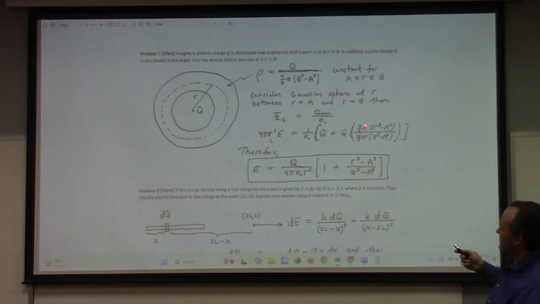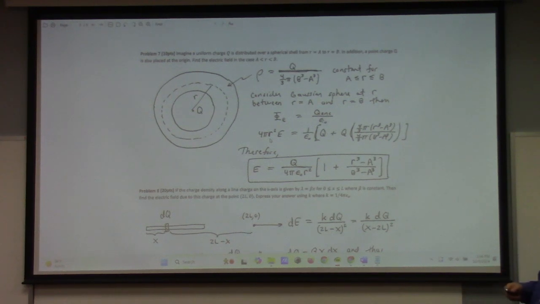4/3 pi (r cubed minus a cubed) is the volume of the spherical shell that's enclosing charge there. And then the other thing with this one is there's also an extra charge at the origin, so I have to lump that in. That just adds. So the charge enclosed is the charge at the origin plus the charge on this part out here, which is why I got this, which we can then solve for E, right?